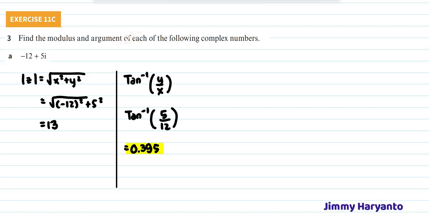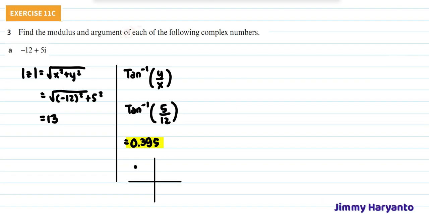Next is to draw the complex number. The complex number is negative 12 plus 5i. That means it will be right there. And the angle that we already have is this one, 0.395. It will always be measured from the real axis, the smallest one. Yeah, so the argument has to be this one, starting from the positive real axis.